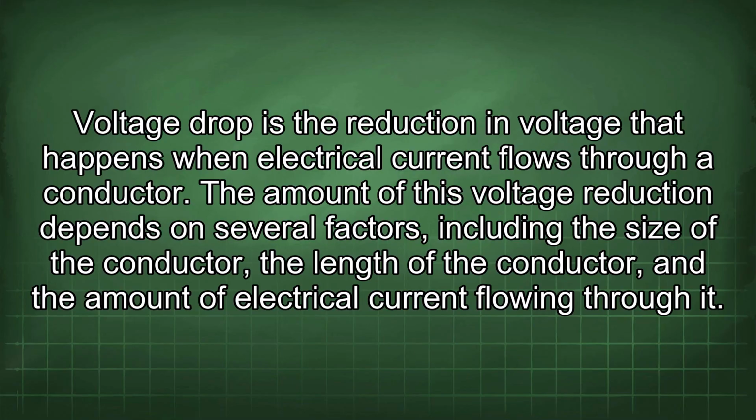Voltage drop is the reduction in voltage that happens when electrical current flows through a conductor. The amount of this voltage reduction depends on several factors, including the size of the conductor, the length of the conductor, and the amount of electrical current flowing through it.